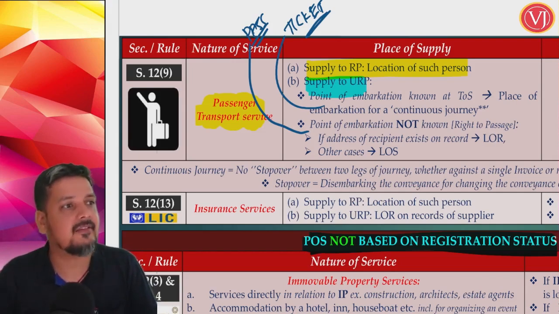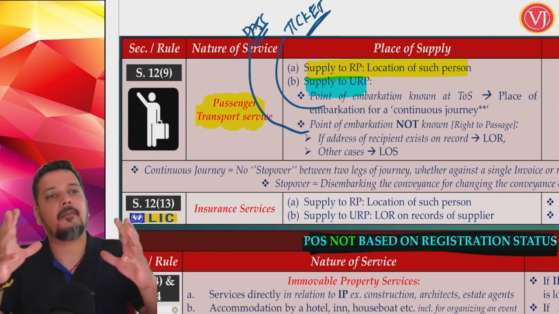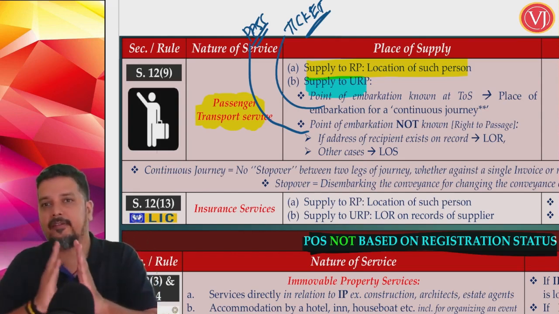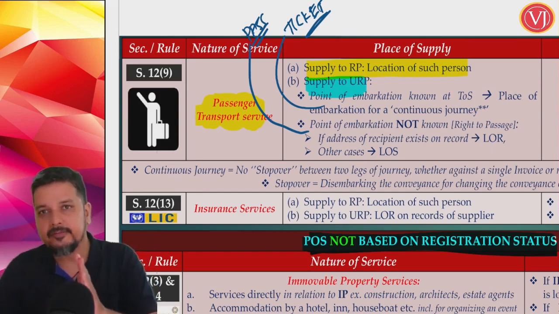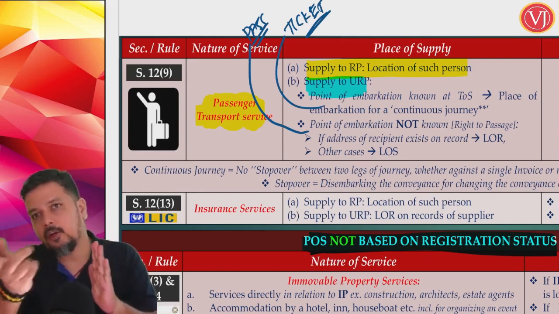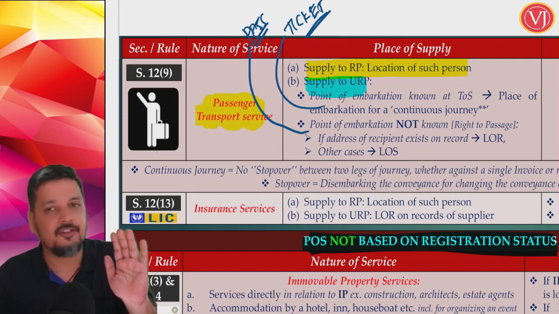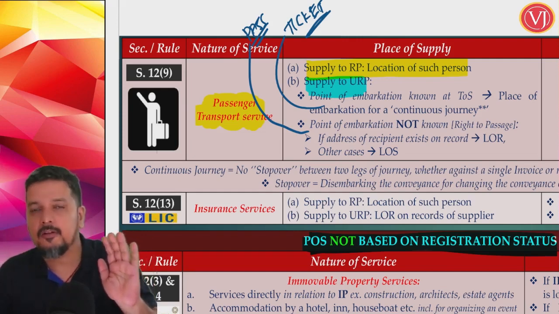What is the concept of pass? You pay a lump sum amount at the beginning and you tell that I will travel in this place routinely. So if I show the pass, please allow me. Correct? That's the concept of pass. Right to passage.